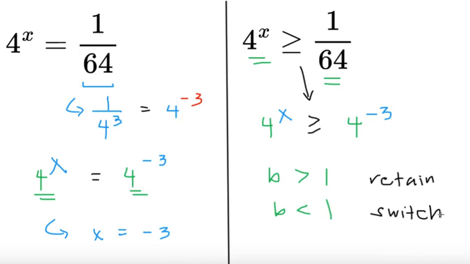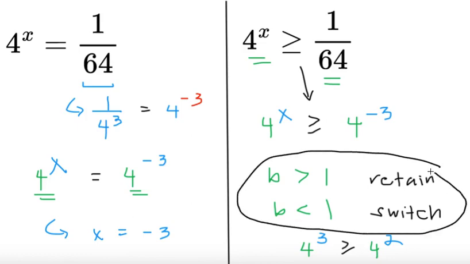If you forget whether we retain or switch, we can try some simple exercises. For example, the base now is 4. Check 4 raised to 3, which is obviously greater than 4 squared. How would you relate the exponents? Well, 3 is obviously greater than 2, so we retain the symbol. Again, if the base is greater than 1, we retain. If the base is less than 1, we switch. That's the only additional thing we'll be including in inequalities, and it's going to be a common theme that you're going to see later.